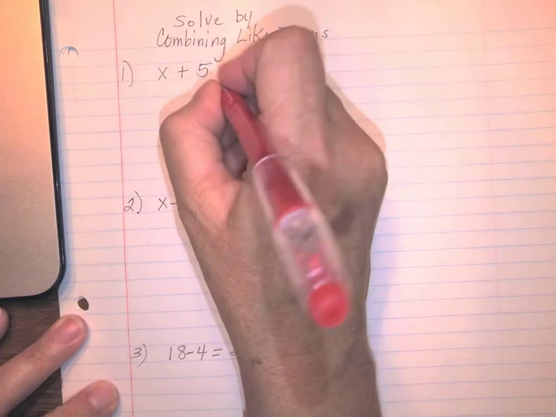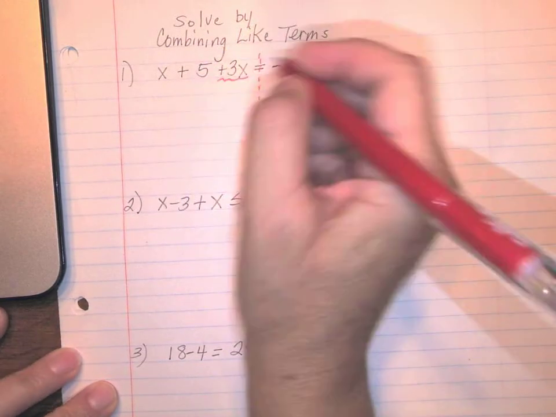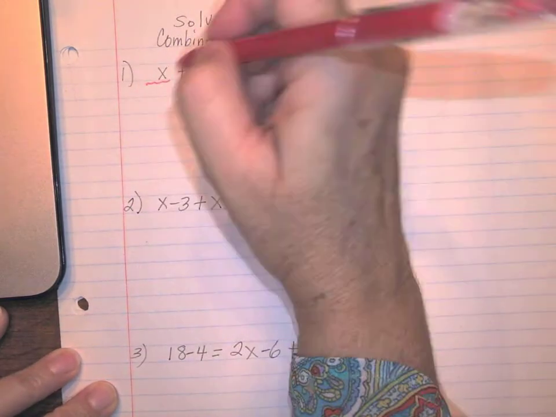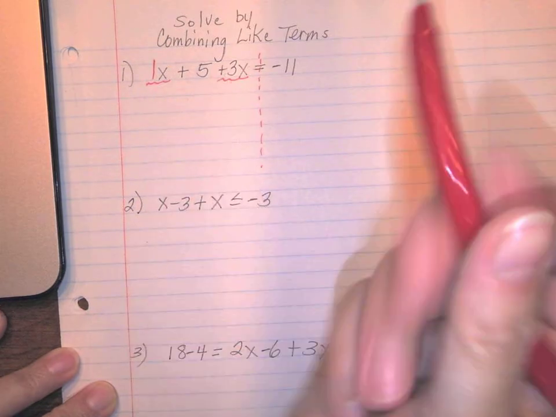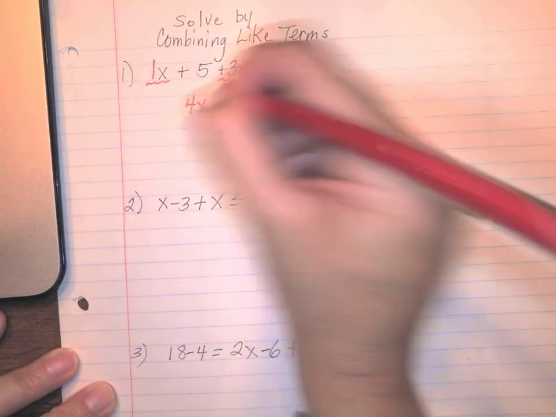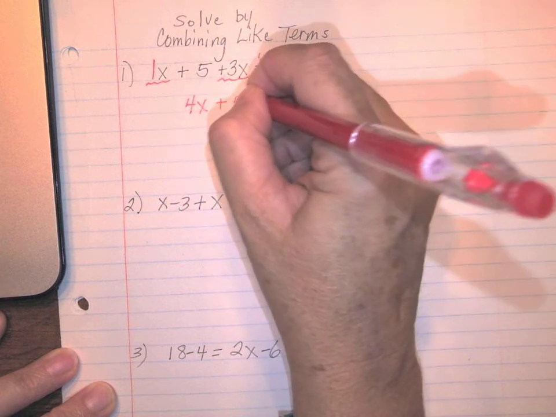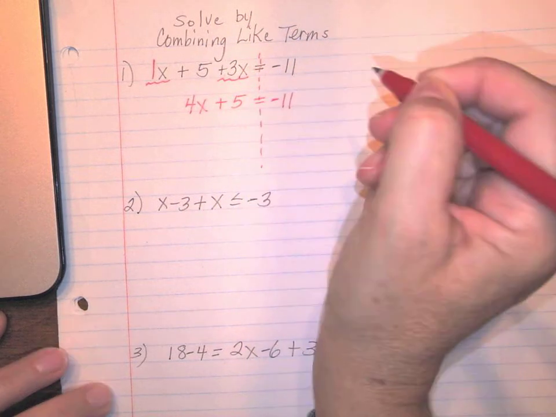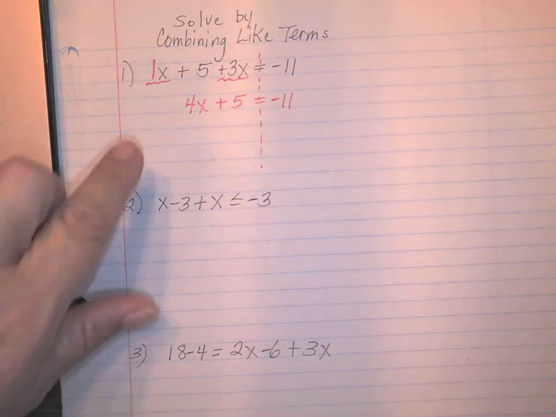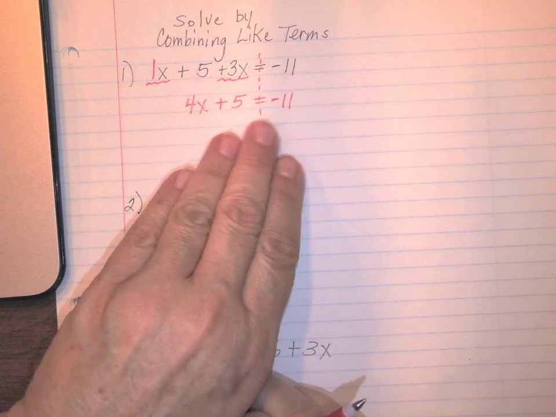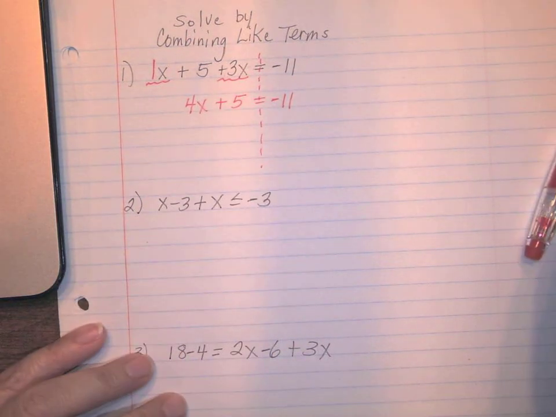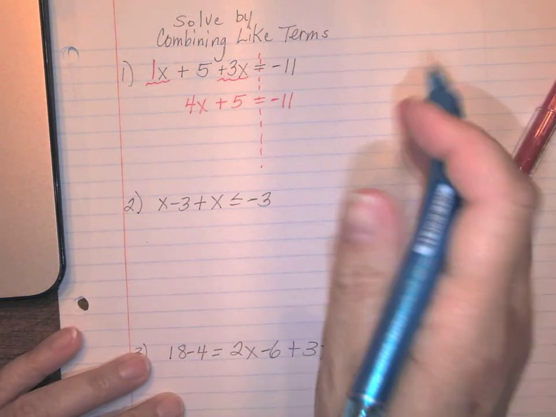This plus sign goes with the 3x. This x has an imaginary 1 in front of it. 1x plus 3x is 4x. Now we can't do anything with the plus 5, so we bring it down, and we can't do anything with the negative 11. Now that we have combined things, look how much simpler it is. Now we have a two-step problem like we know how to do.